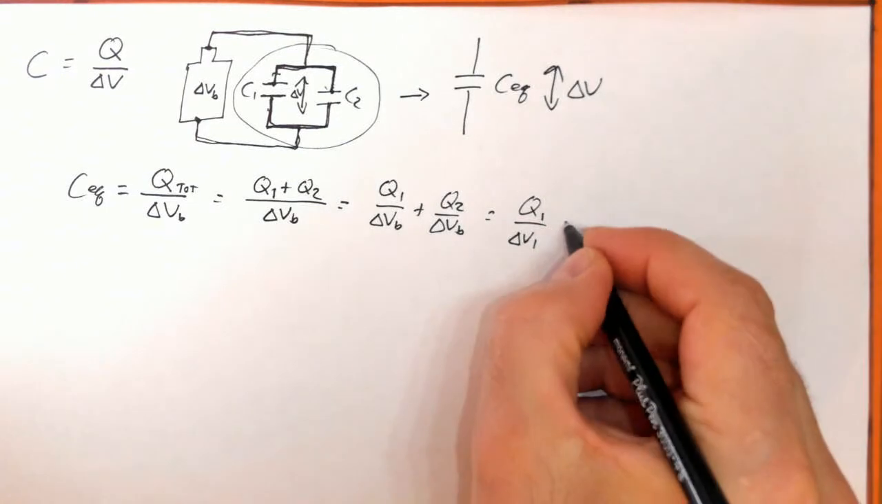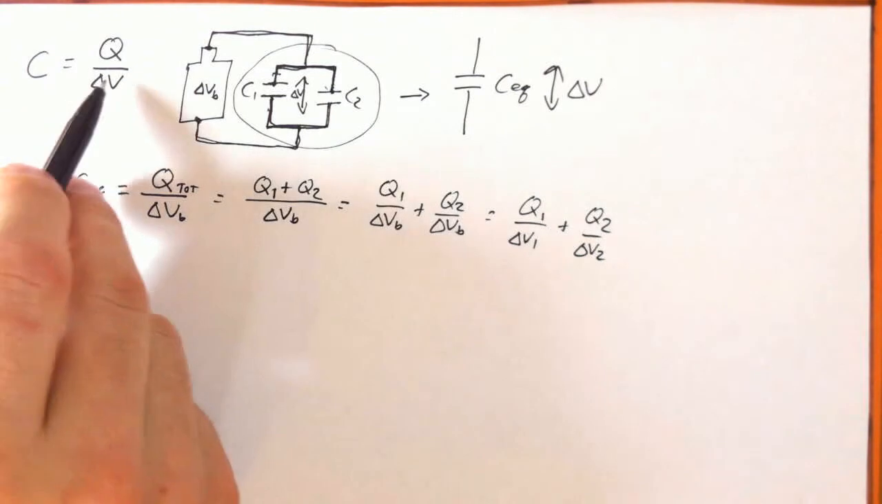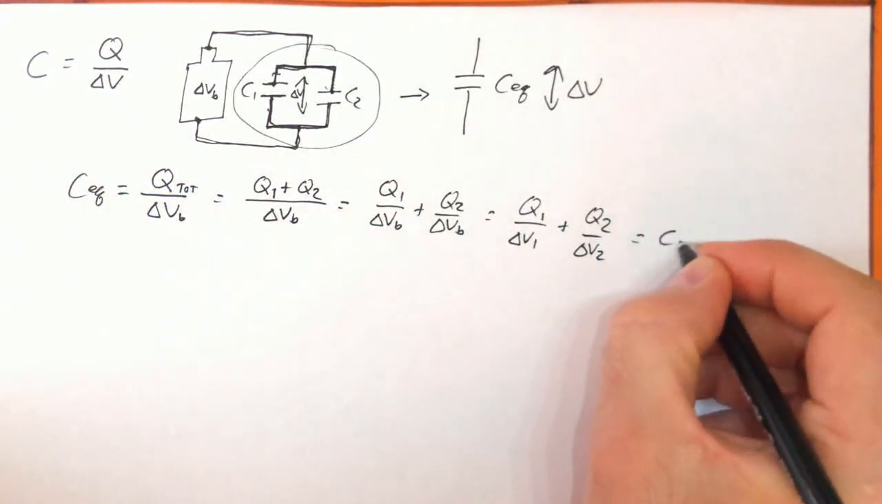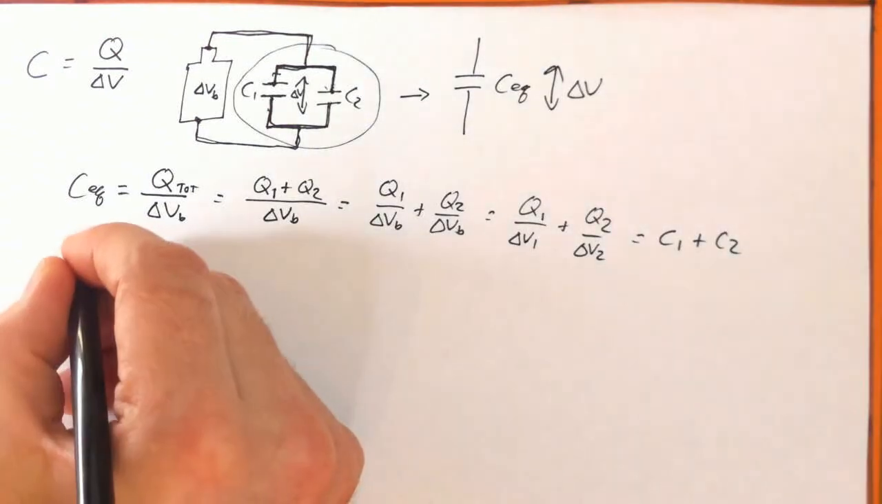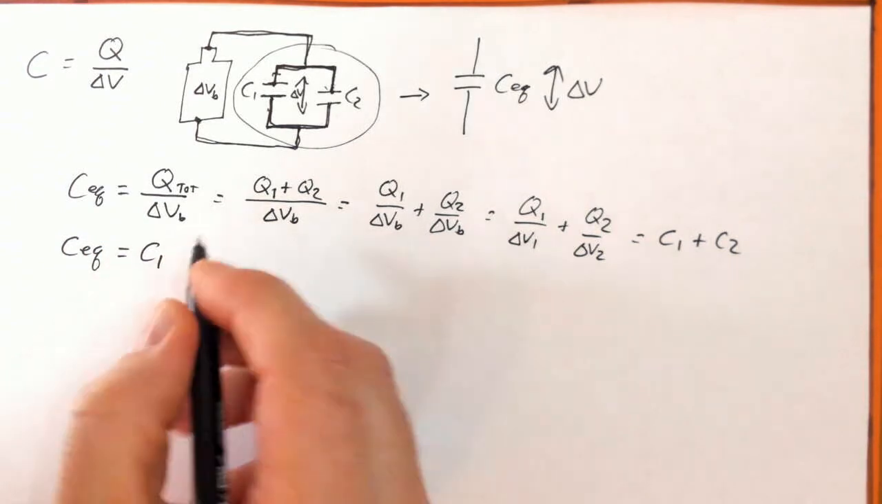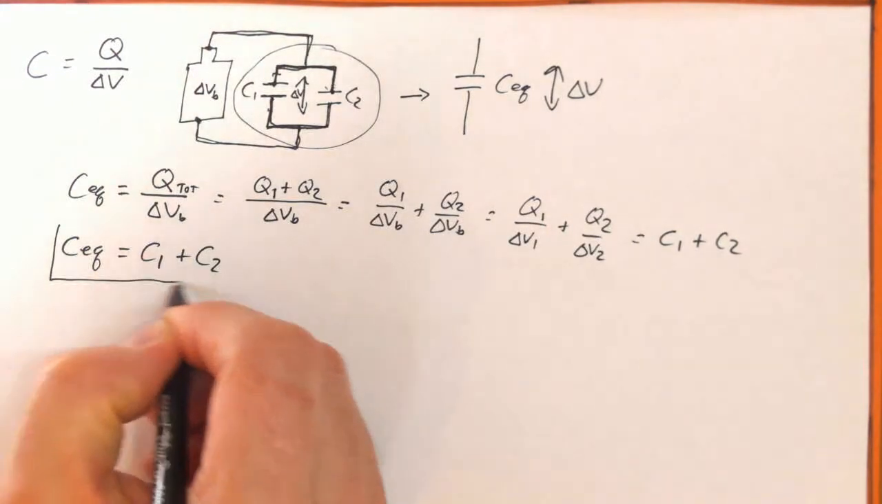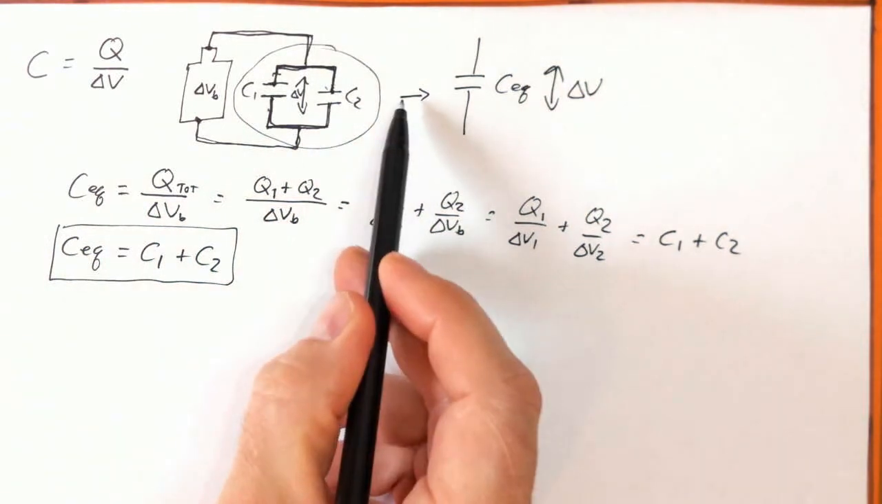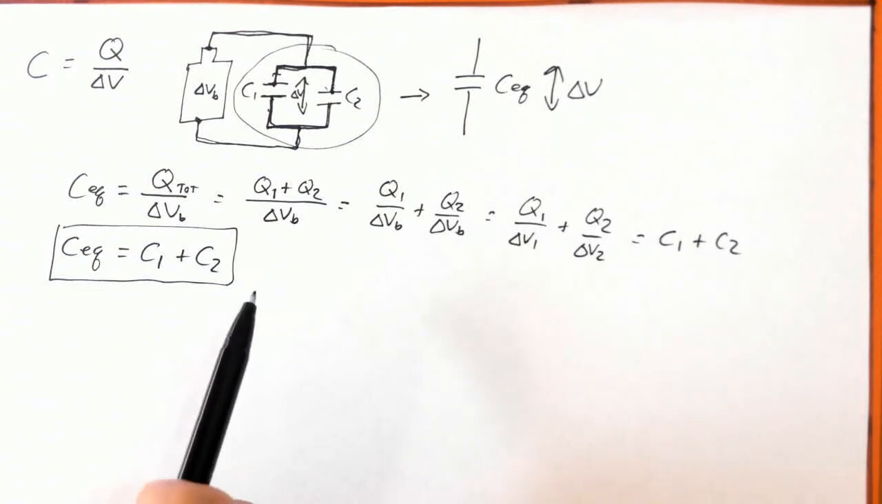Okay, so I can then add Q2 over delta V2, and those are the definition of capacitance. In fact, that's C1 plus C2. So with that, I have now just concluded that for capacitors in parallel, the equivalent capacitance is just the sum of the individual capacitances. And that's a powerful thing we can use. Now, if there was a third one in parallel, then it would just be plus C3, and as many as you need to go. Okay, so that's one way we can analyze this.